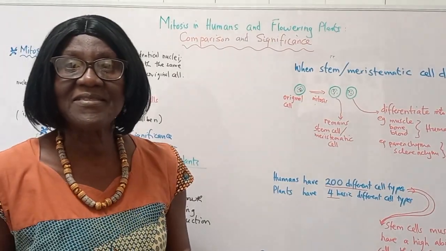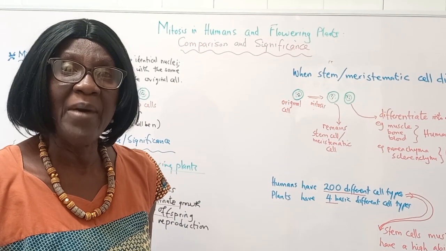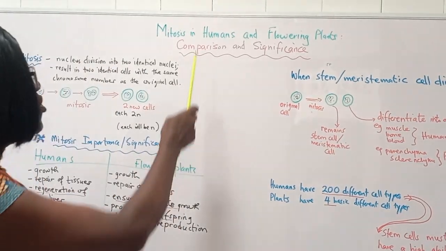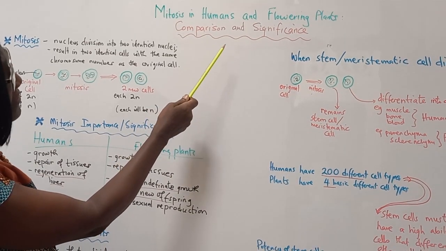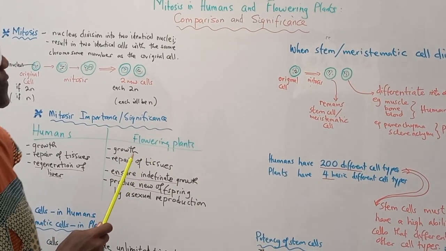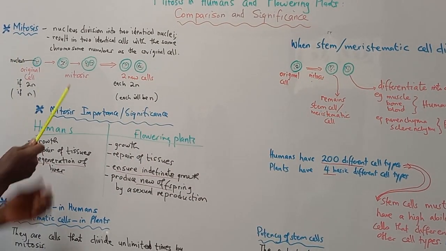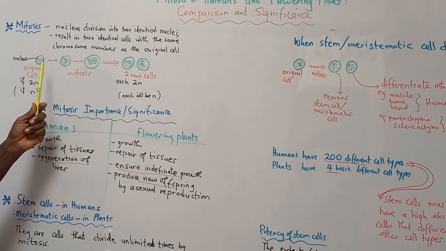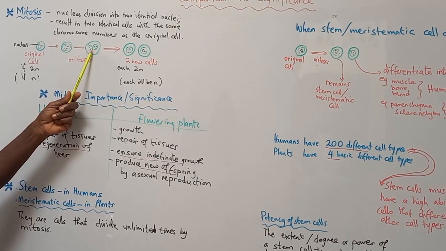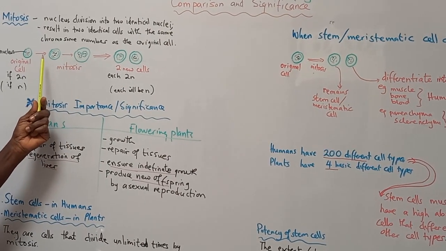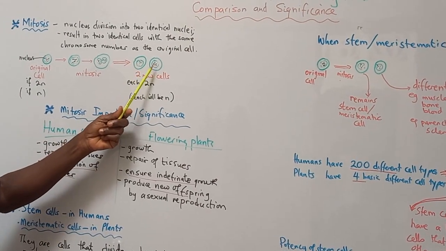In today's lesson, we are comparing mitosis in humans and flowering plants. We'll look at the significance also. Mitosis is a nucleus division. You have one nucleus and it divides into two identical nuclei, resulting in two new cells.